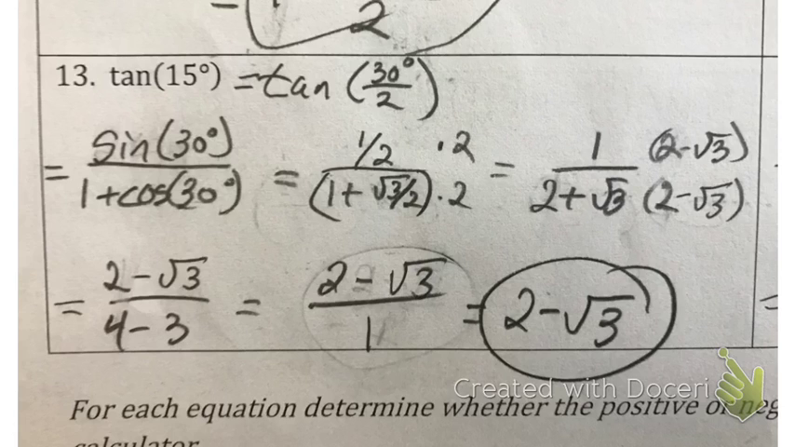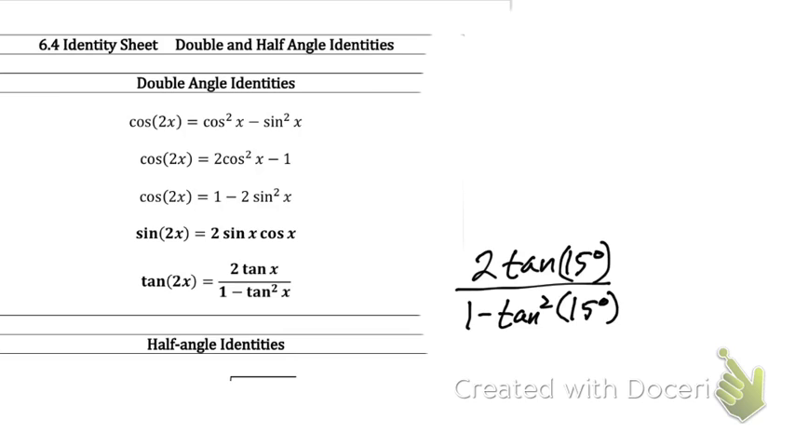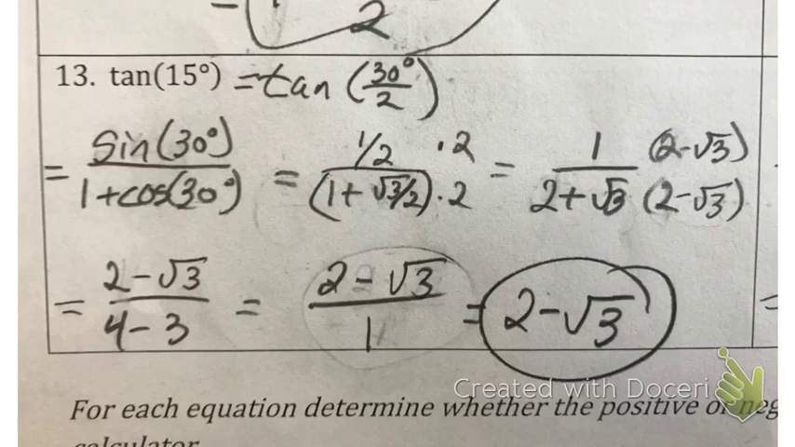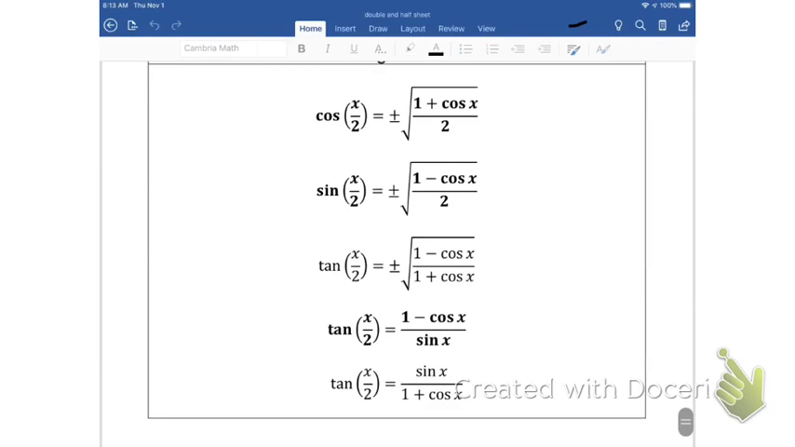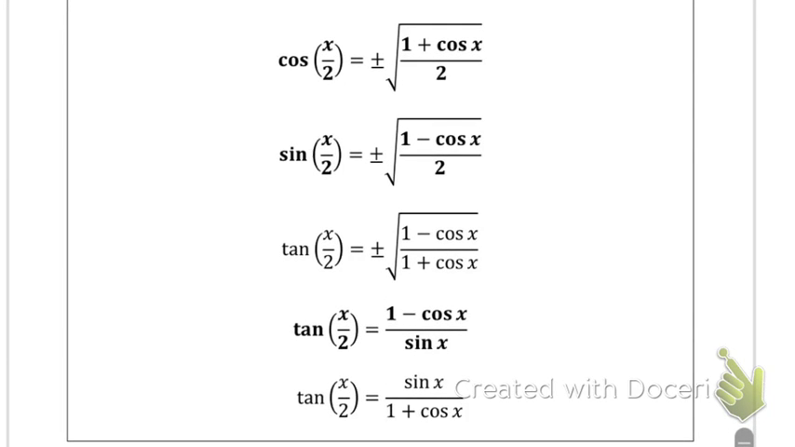See how I have to multiply by the conjugate? If I would have picked this one, I wouldn't have to worry about the conjugate. You would have been done in like 3 steps. You just would have said, well, this is sine of 30 degrees, cosine of 30 degrees. It would have been real quick.